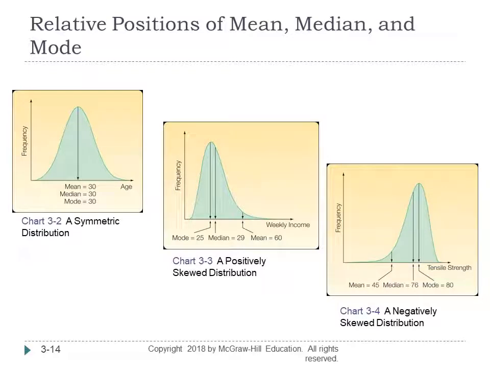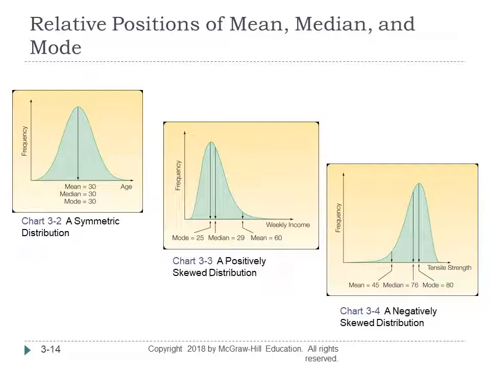The relative position of the mean, median, and mode can tell us something about the distribution of the data. We have 3 situations here. In the graph to the left, the mean equals the median equals the mode. We say that this is a symmetric distribution. If you look at the vertical line going through the peak, it splits the graph into 2 equal halves. That usually happens if the mean equals the median equals the mode.